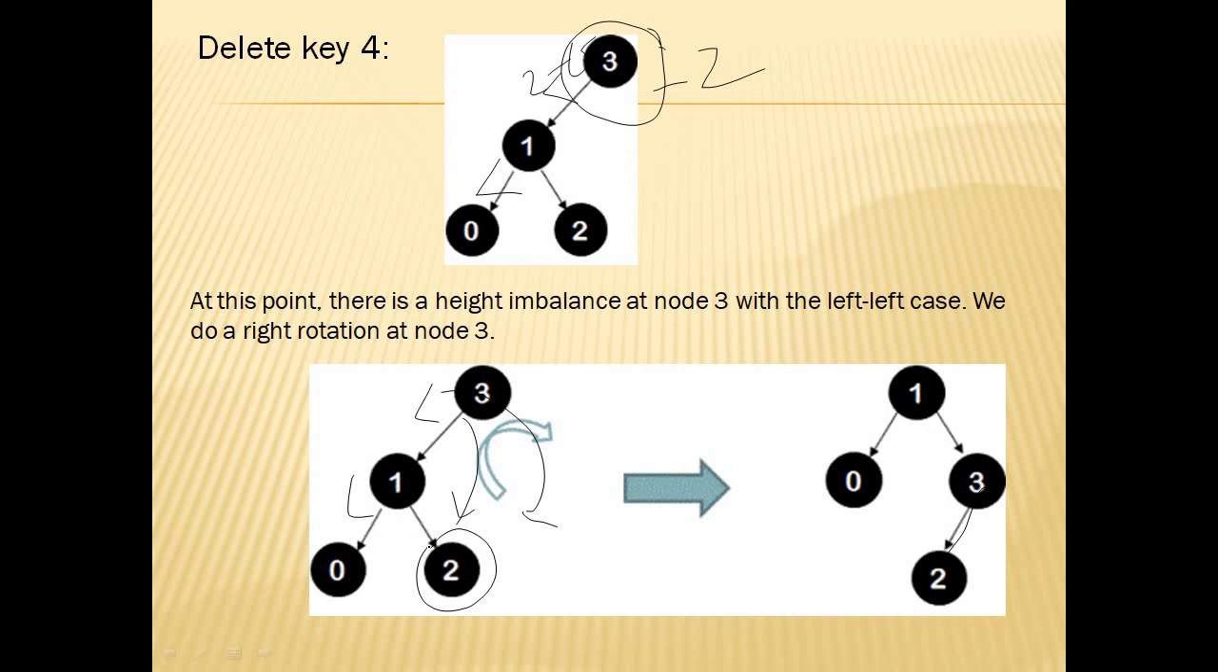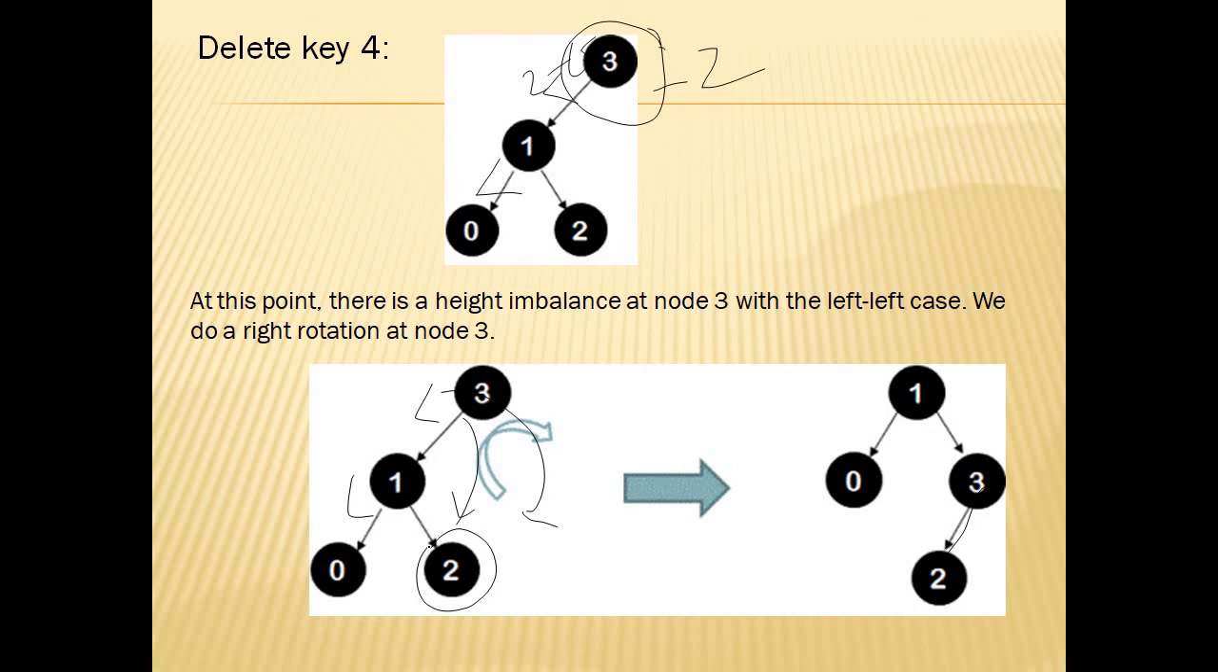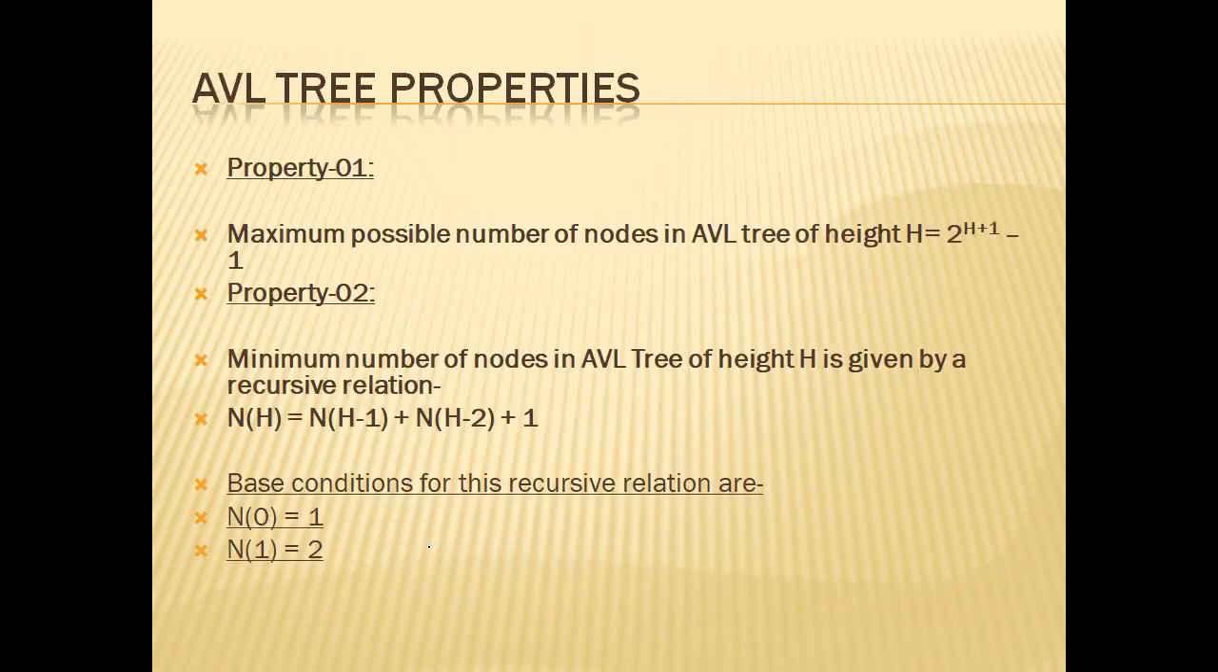Okay, so I hope you understood the concept. If you know the 4 rotations, then it is very easy to perform either insertion or deletion. So the AVL tree has some properties. I will go through these properties, and we have some examples. I will share a PDF file with you people to go through the examples.